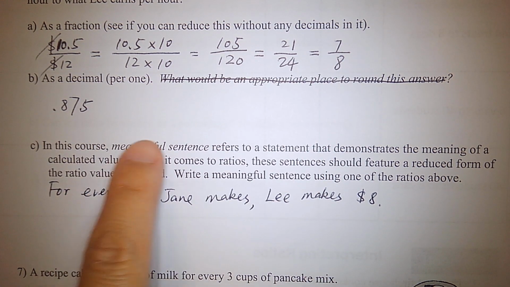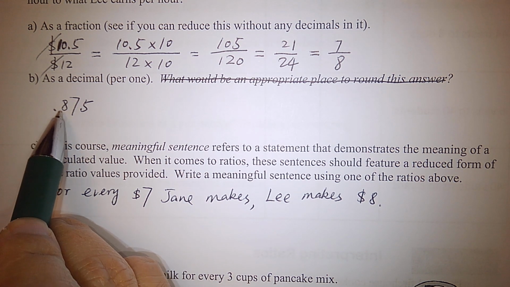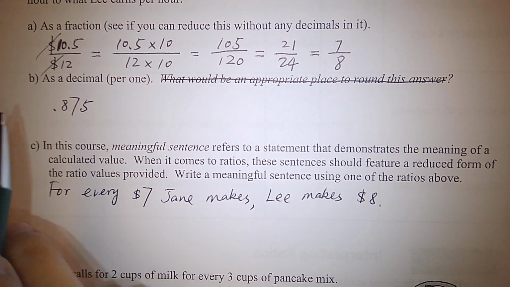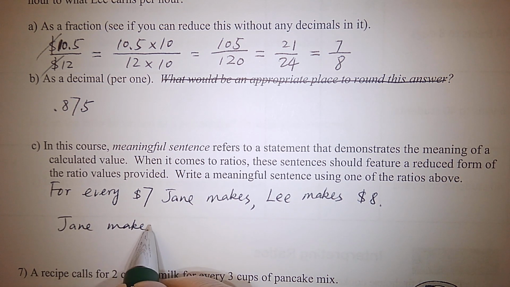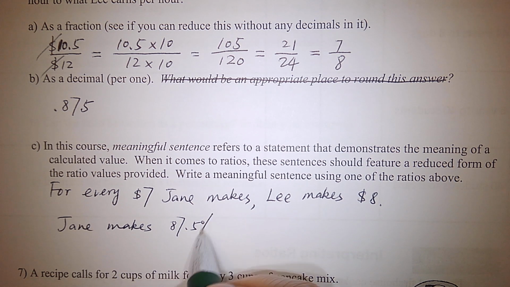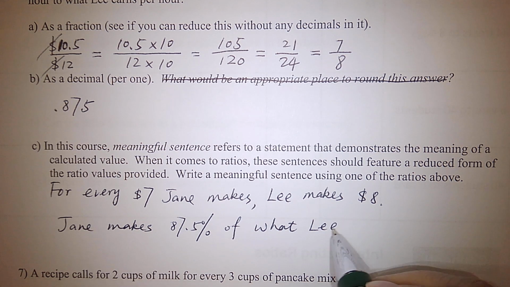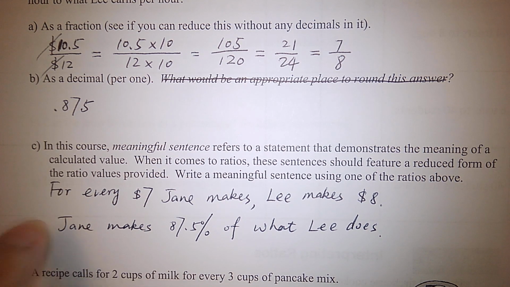So you can write another sentence, okay, is what? This 0.875 is what? 87.5%, right? So you can also say Jane makes what? 87.5% of what Lee does. Also fine. You don't have to do both. Just one sentence.